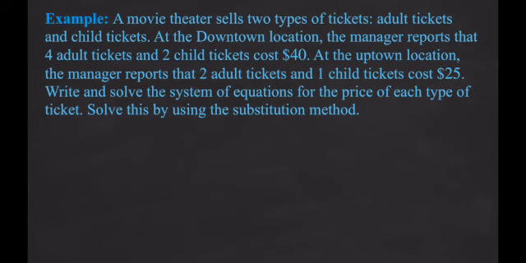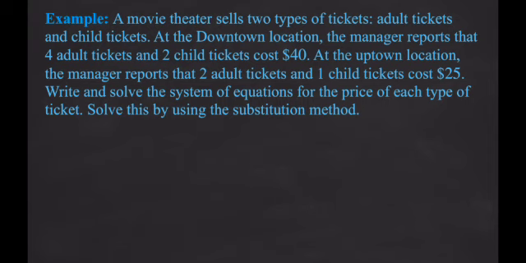A movie theater sells 2 types of tickets. We have an adult ticket and a child ticket. At the downtown location, the manager reports that 4 adult tickets and 2 child tickets cost $40. At the uptown location, the manager reports that 2 adult tickets and 1 child ticket cost $25. Write and solve the system of equations for the price of each type of ticket.